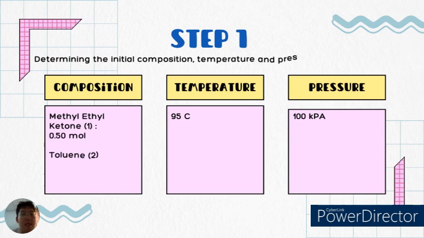For step one, we need to determine the initial composition, temperature, and pressure of the feed solution. In our group, we decided to set the composition of methyl ethyl ketone, component 1, as 0.5 mole, and toluene, component 2, as 0.5 mole, meaning the feed solution is in equimolar composition. Next, our initial inlet temperature is 95 degrees Celsius, and the inlet pressure is 100 kilopascal.